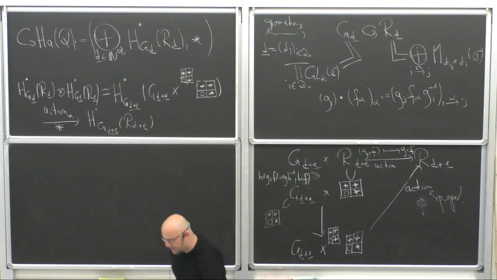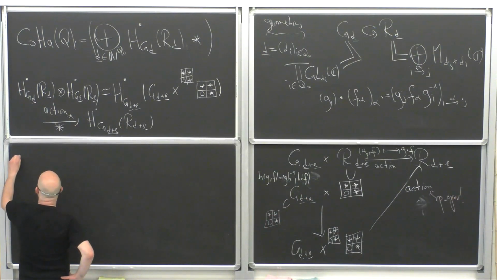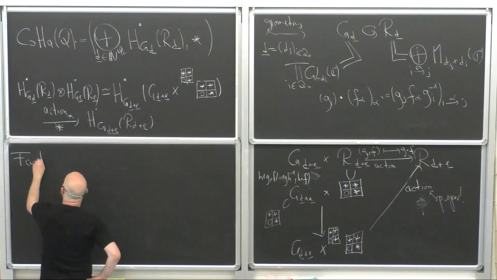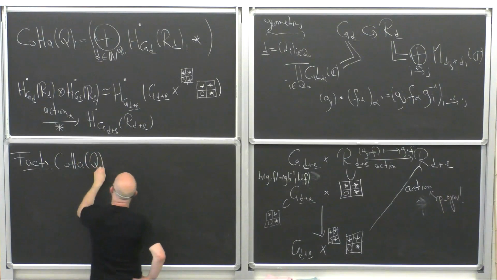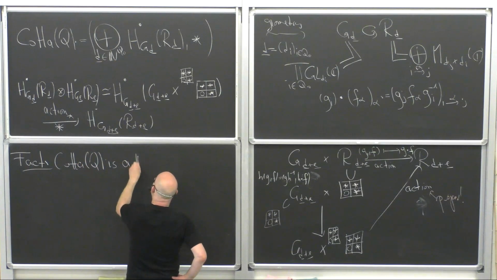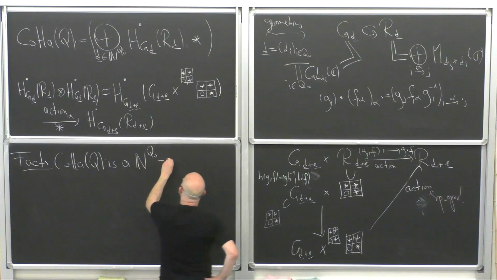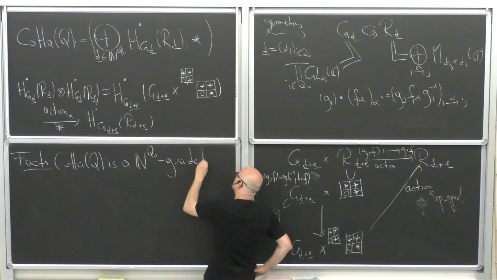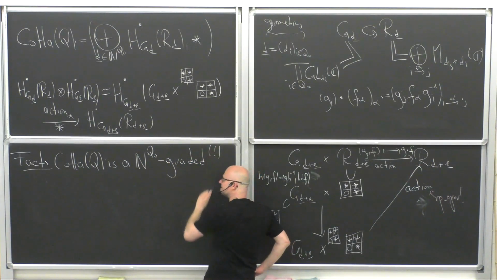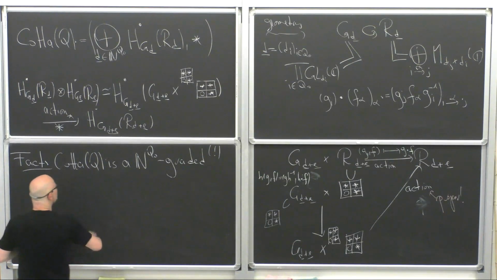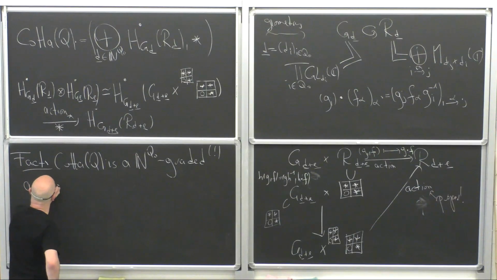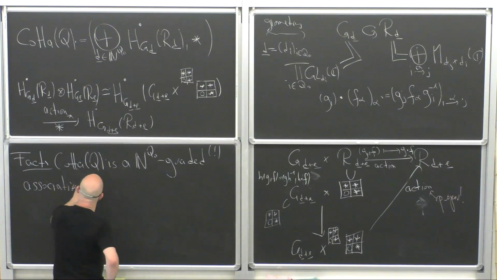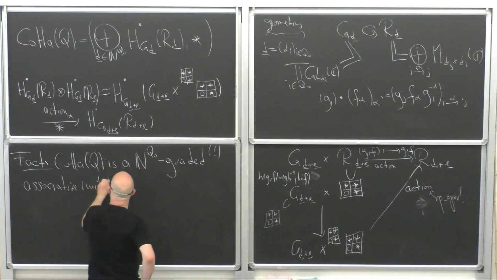So, fact: the Coha of Q is an N to the Q0 graded, and there will be a small exclamation mark here, which I have to explain, N Q0 graded associative and unital Q algebra.